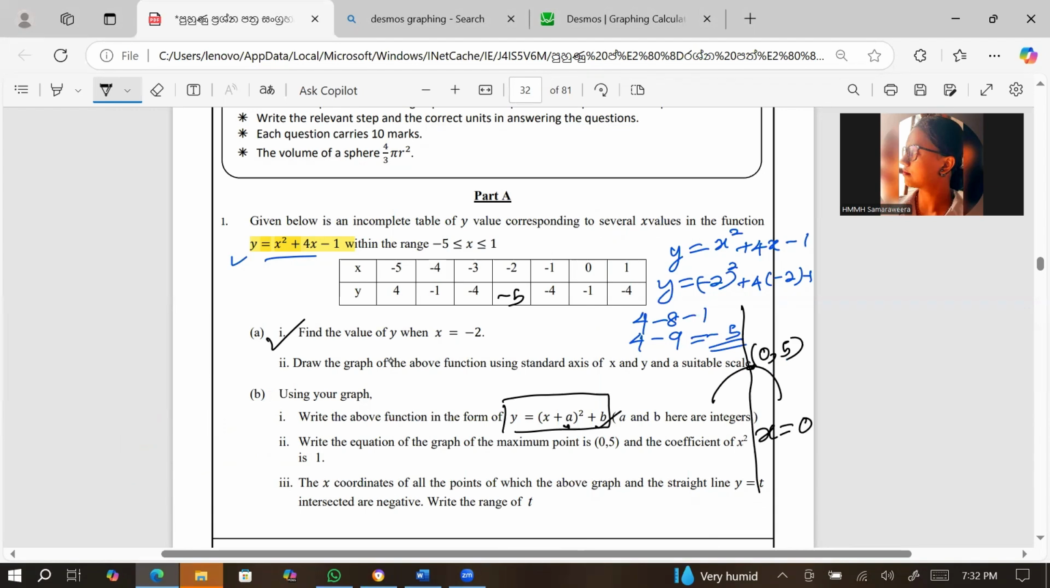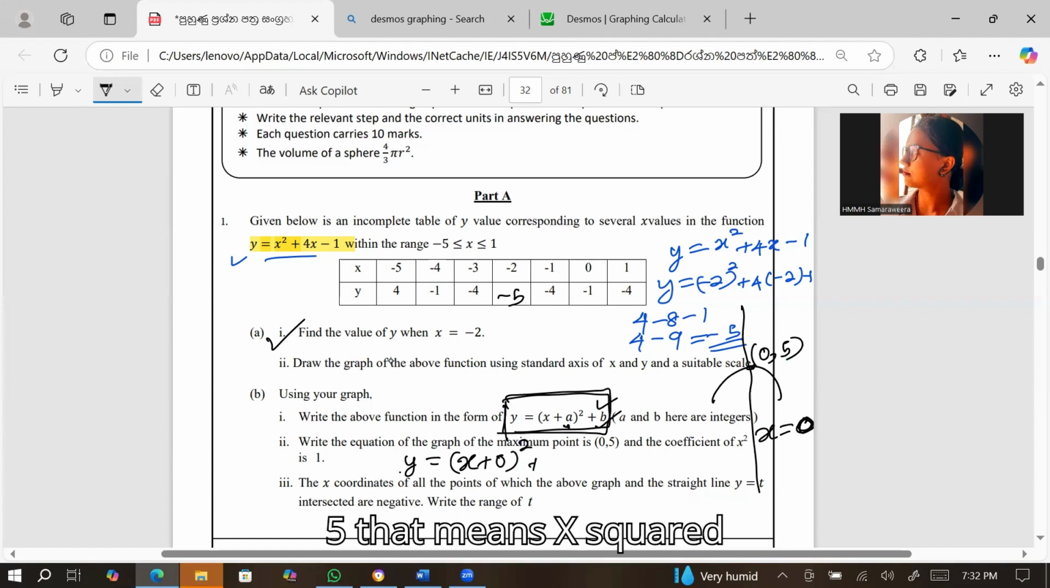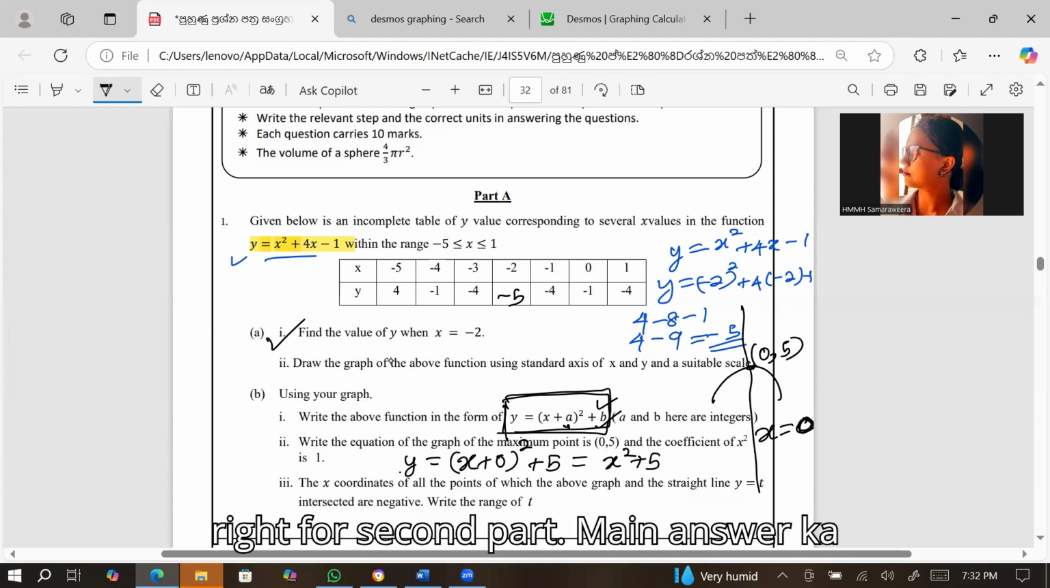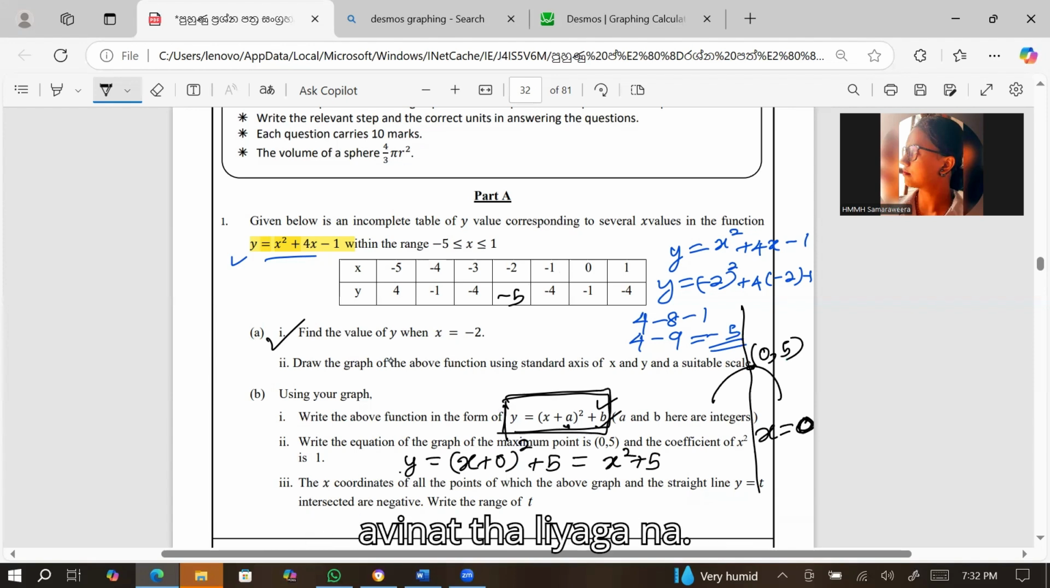We can form the equation in this same format. y equals x, a is 0. Axis of symmetry is 0. x plus 0 all square. b value is plus 5. That means x squared plus 5 is the answer. Right? For the second part.